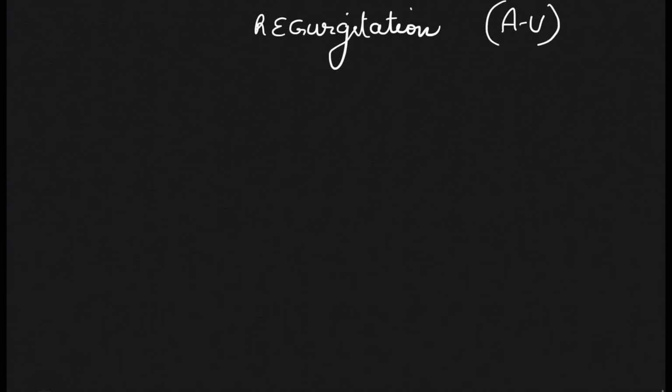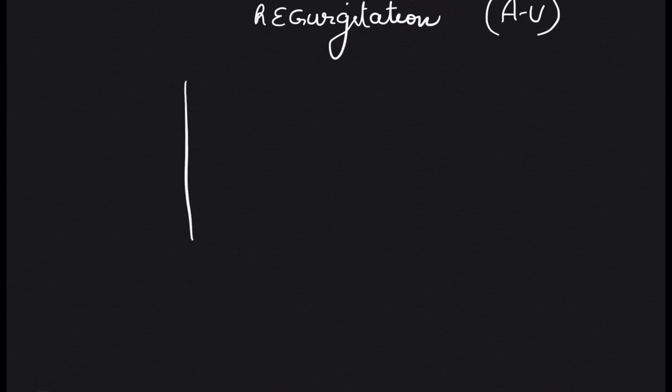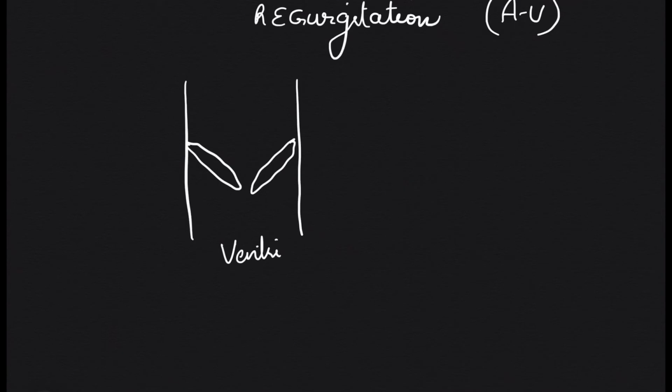Now let's first see what produces sound in case of regurgitation. How is the murmur produced, how is the sound produced in cases of AV regurgitation? Okay, so I'm making the AV valve again. Now, in the normal case, when the AV valve is open, the blood is flowing from the atria to the ventricle. But when the ventricle contracts, the AV valve closes when the pressure increases in the ventricle. Now, this valve closes so that it can prevent the backflow.